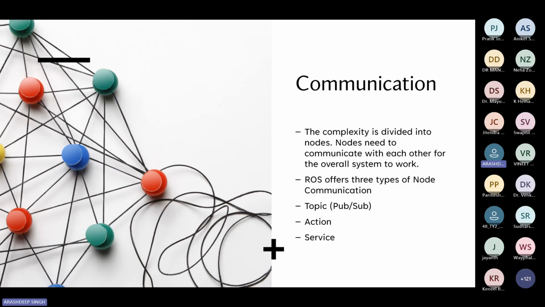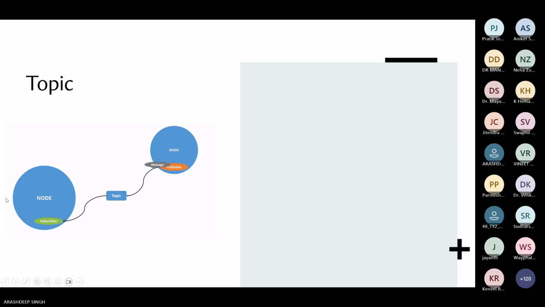So let's first understand what a topic is, the publisher-subscriber type of communication in ROS. As we have seen, two nodes need to communicate. For communication, we need some message that should be passed. So here you can see there is one publisher, one subscriber. Publisher means who is sending the data, who is generating the data, and subscriber is who is consuming the data. They are communicating a particular message on the topic.